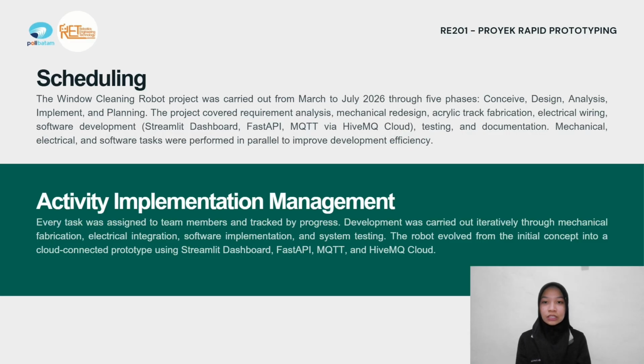Scheduling. This project was carried out from March to July 2026. We divided the work into five phases: conceive, design, analysis, implement, and planning. During these phases, we worked on requirement analysis, mechanical design, acrylic track fabrication, electrical wiring, software development, testing, and documentation. To save time, the mechanical, electrical, and software development were done in parallel.